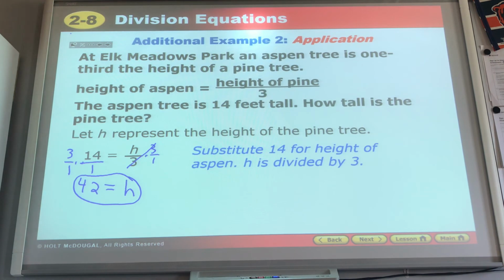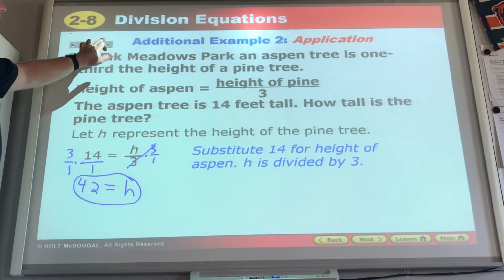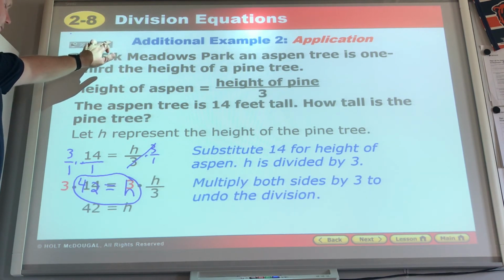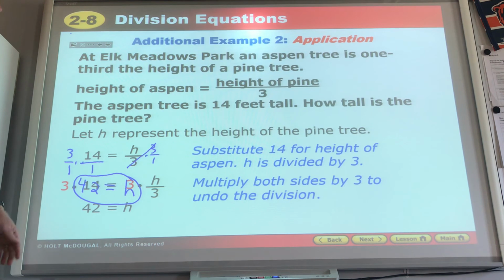The height of the pine is 3 times the height of an aspen. Or the aspen is 1/3 the height of a pine. So let's see how it turns out. The pine was 42 feet tall.